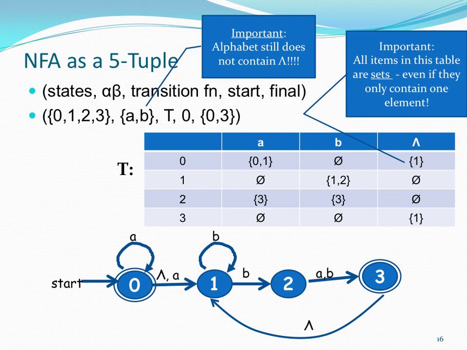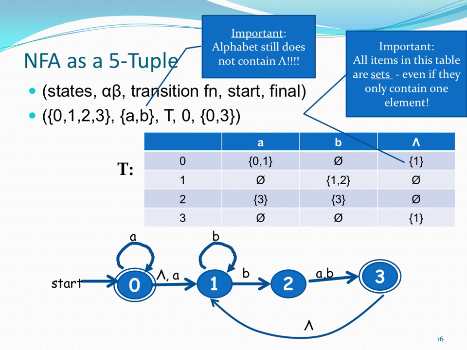So the first difference that you'll find, and all the differences are in the transition table, right? If you look at this, we still have the states followed by the alphabet, transition function, start, and final. The states, still a set. The alphabet, still a set. And remember, our alphabet doesn't contain lambda. Remember from the very beginning, lambda has never been in our alphabet. Lambda is a special symbol that represents the empty string. We'll skip the transition function for a minute. Start state is still just a single state, and final states can be a set, so we represent it like that.